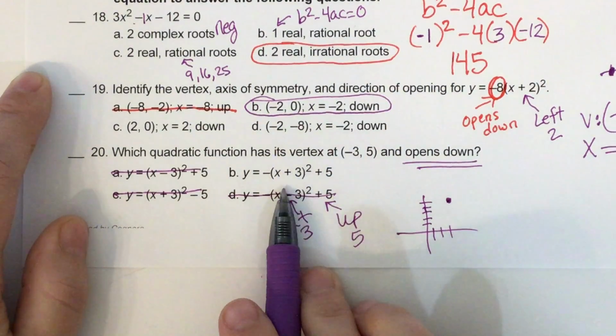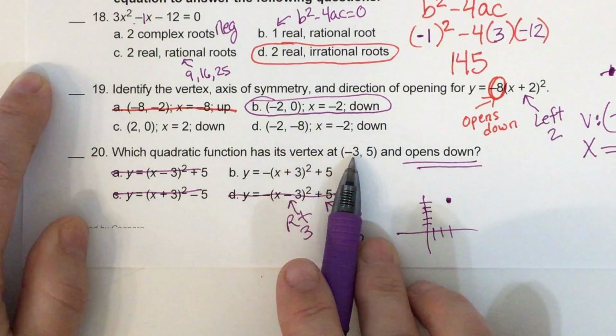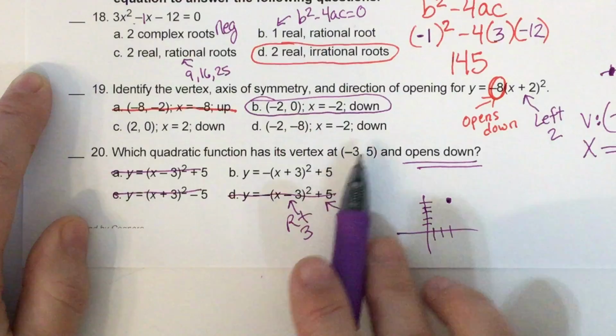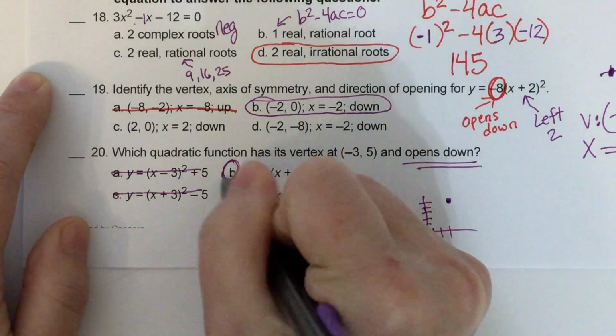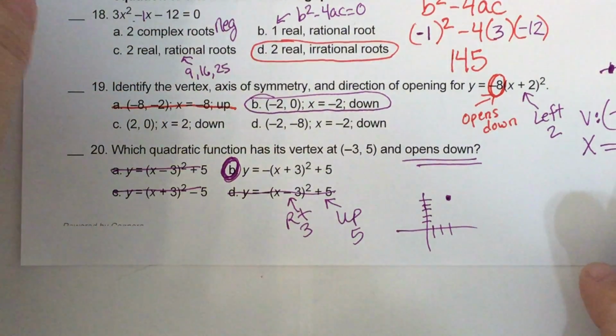This is the winner. This makes you go left 3. This makes you go up 5. And if you go left 3, your x would be negative 3. And if you go up 5, your y would be 5. So B's it. So if you can remember those transformation rules, this is pretty easy.